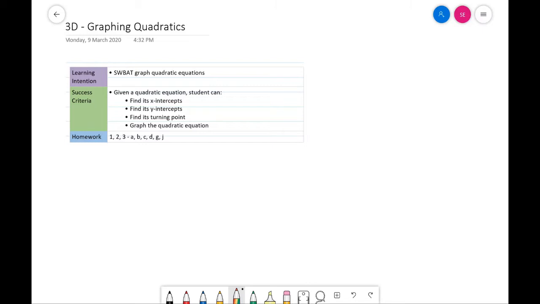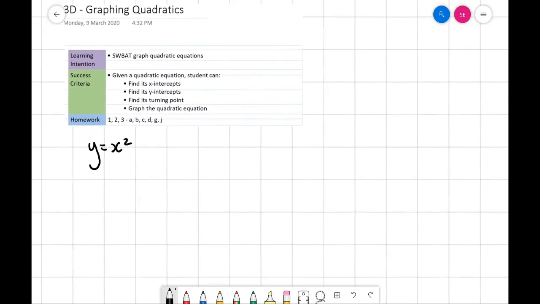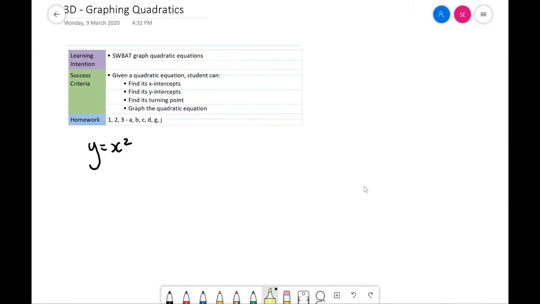Let's have a look at exercise 3D. What we're doing today is looking at graphing quadratic functions. We'll start off with a basic quadratic equation: y is equal to x squared. Now, we know it's a quadratic because it's got the power of squared here.